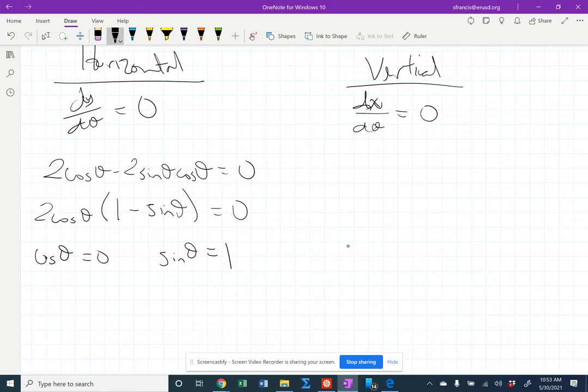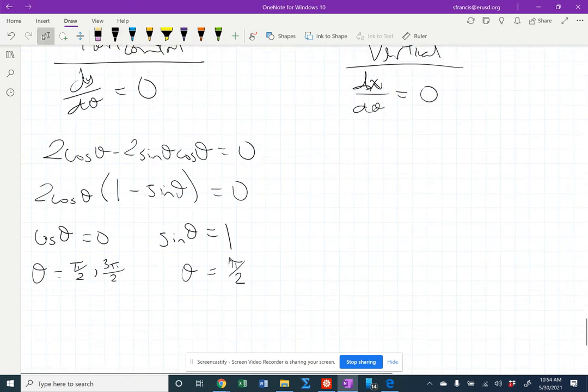All right, what is cosine equal to 0? That's pi over 2, 3 pi over 2, all multiples of that, but we're not going to keep going. We're just looking at one revolution around the unit circle. When does sine of theta equal to 1? That's going to be at pi over 2. All right, so we have two different ways that this can happen, either with theta is pi over 2 or 3 pi over 2.